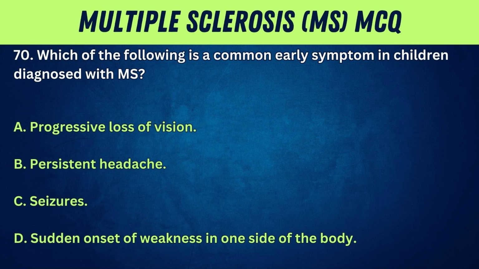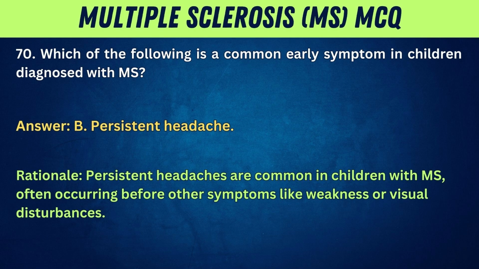70. Which of the following is a common early symptom in children diagnosed with MS? A. Progressive loss of vision. B. Persistent headache. C. Seizures. D. Sudden onset of weakness in one side of the body. Answer: B. Persistent headache. Rationale: persistent headaches are common in children with MS, often occurring before other symptoms like weakness or visual disturbances.